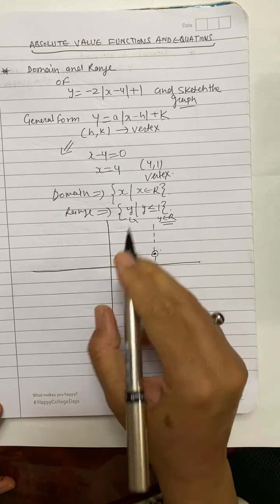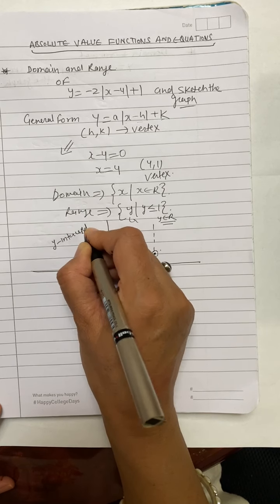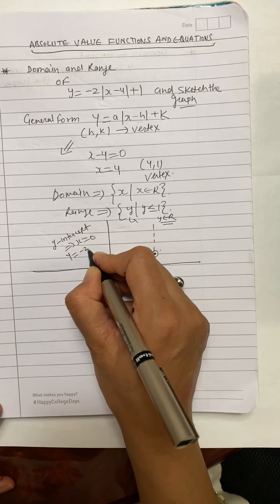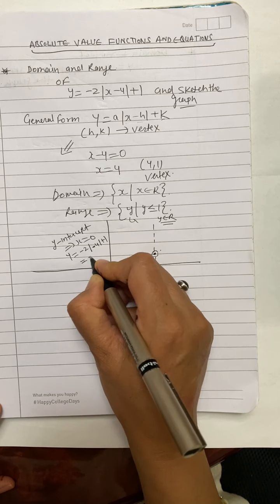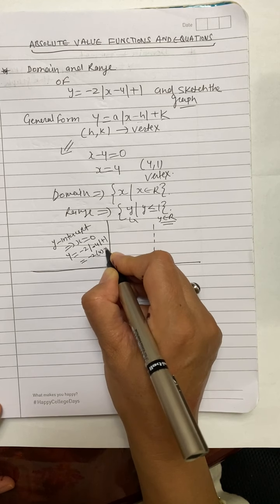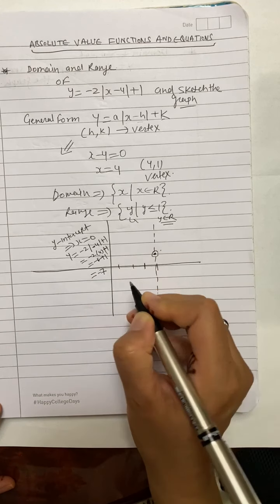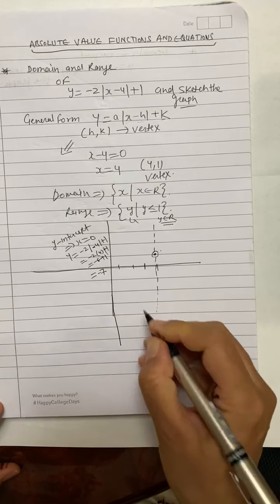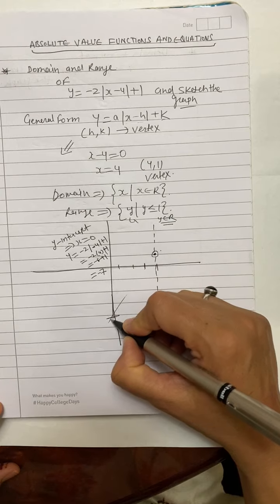And then the next step is you need to find the y-intercept in this case. So y-intercept means when x is equal to 0. When x is equal to 0, y = -2|-4| + 1. So this gives me -2 times 4 plus 1. So this is -8 + 1, which is equal to -7. So your y-intercept in this case is somewhere here. And then we just need to draw.